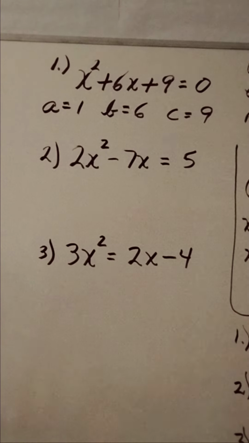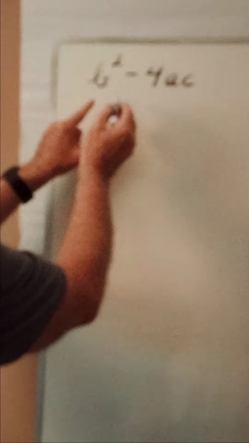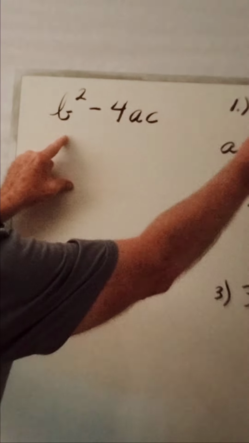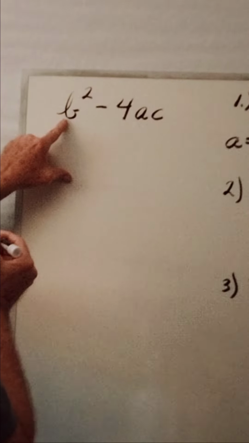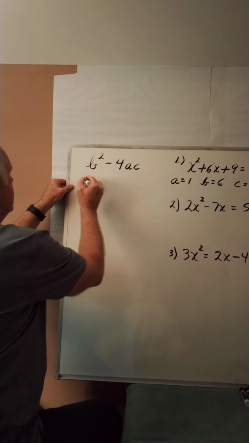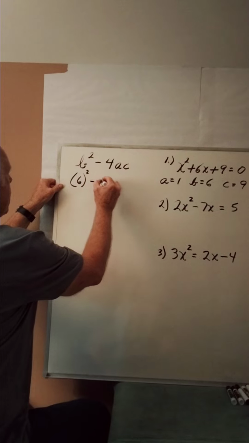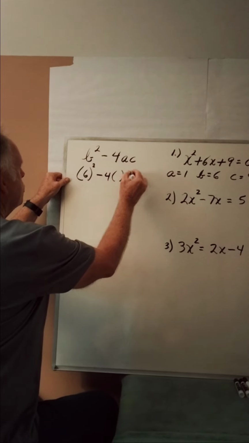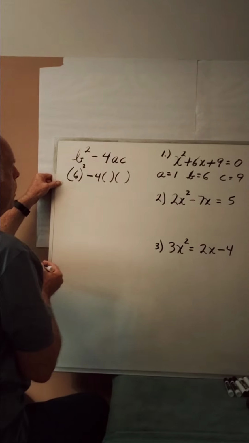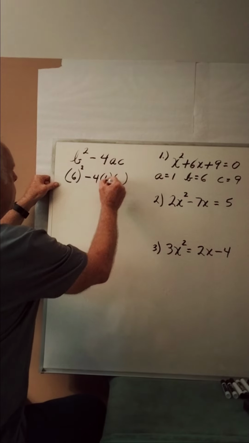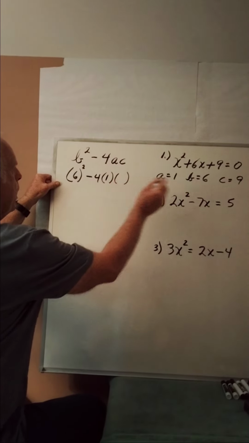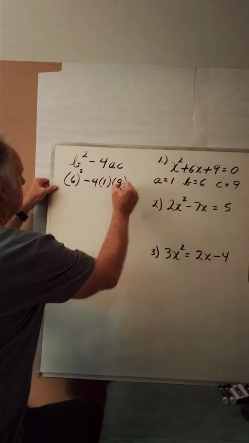Now, let's go through and identify the discriminant for problem number 1. B, 6. We'll tuck it. It's got to be squared. Bring down the negative 4, and I'm going to make 2 houses. In the first house, we'll put the value of A, 1. And in the second, the value of C, 9.